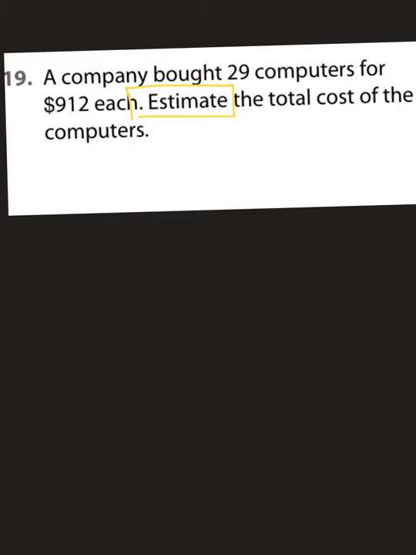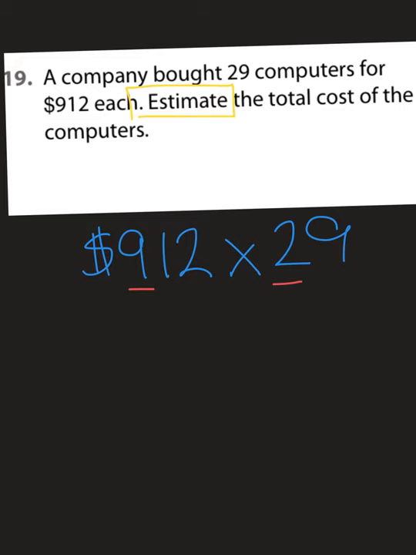So let's do that. We're going to have $912 multiplied by 29. Now I'm going to go back and draw a little dollar sign here, just so I remember that's money. I don't want to forget that. And let's look at the highest place value here, the highest place value here. Again, 912 is closer to 900. Multiply that by 29, which is closer to 30.